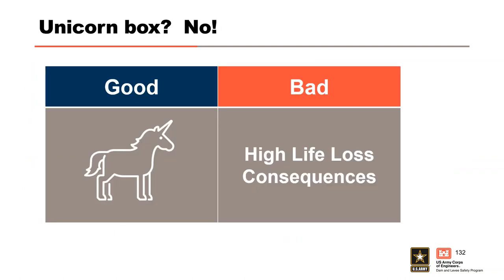A personal pet peeve of mine is when this low probability, high consequence region of the FN plot is referred to as the unicorn box. It's not clear to me why this ever became called this, because I'm under the impression that magical unicorns are good and that high consequence due to a dam or levee failure would be very bad. So please do not refer to this region as the unicorn box. Thank you in advance for your cooperation. We've had several projects plot in the low probability, high consequence region, so there's nothing mythical about it.